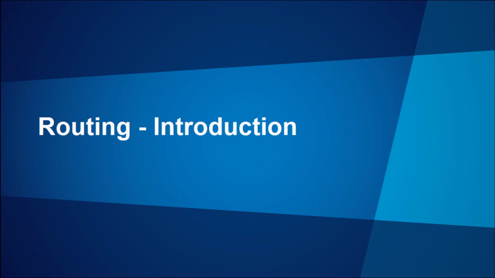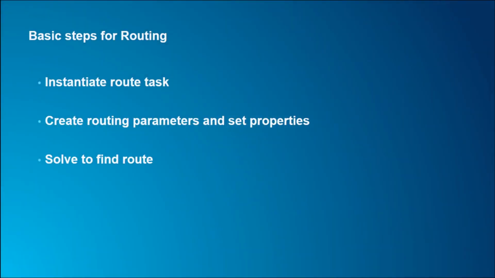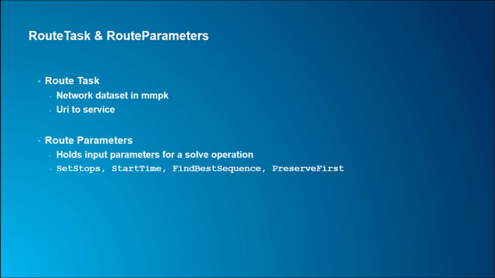Now let's talk a little bit more about routing itself. So your basic steps for routing is you instantiate a route task, you create routing parameters and you set some properties on those, then you solve, and that's when you find the routes. So you just really have basically 3 steps. Well, let's talk about the route task and route parameters object.